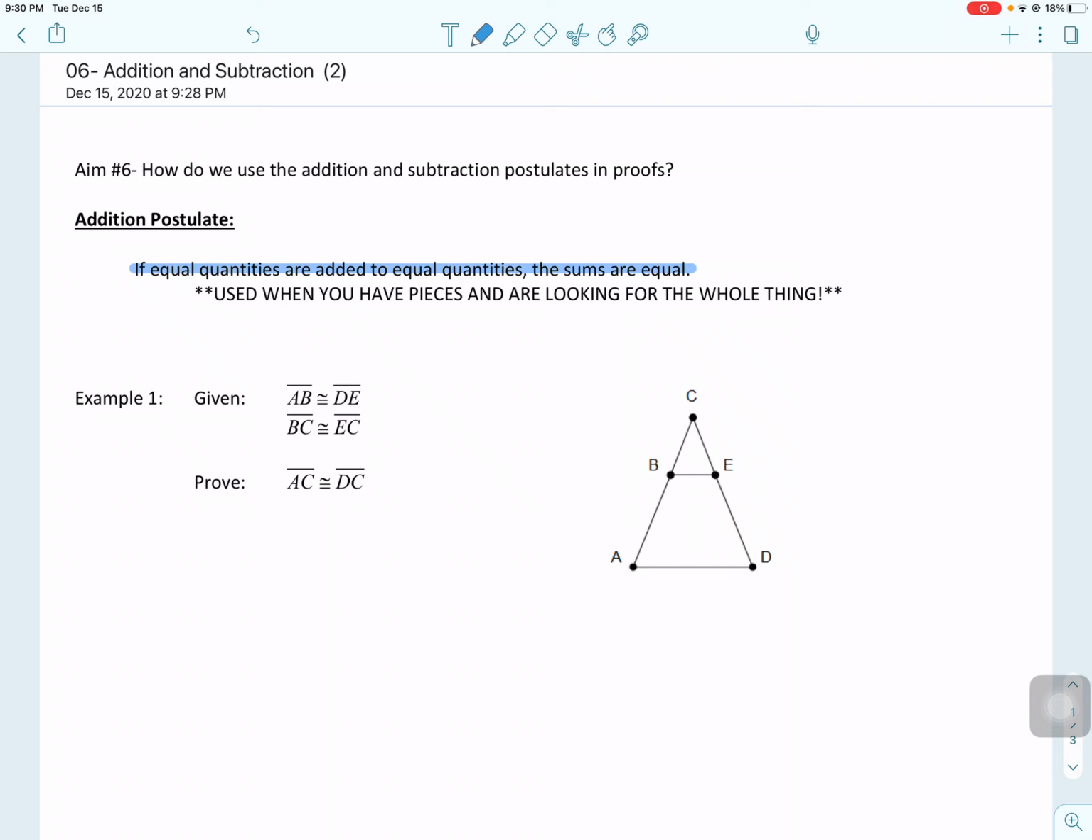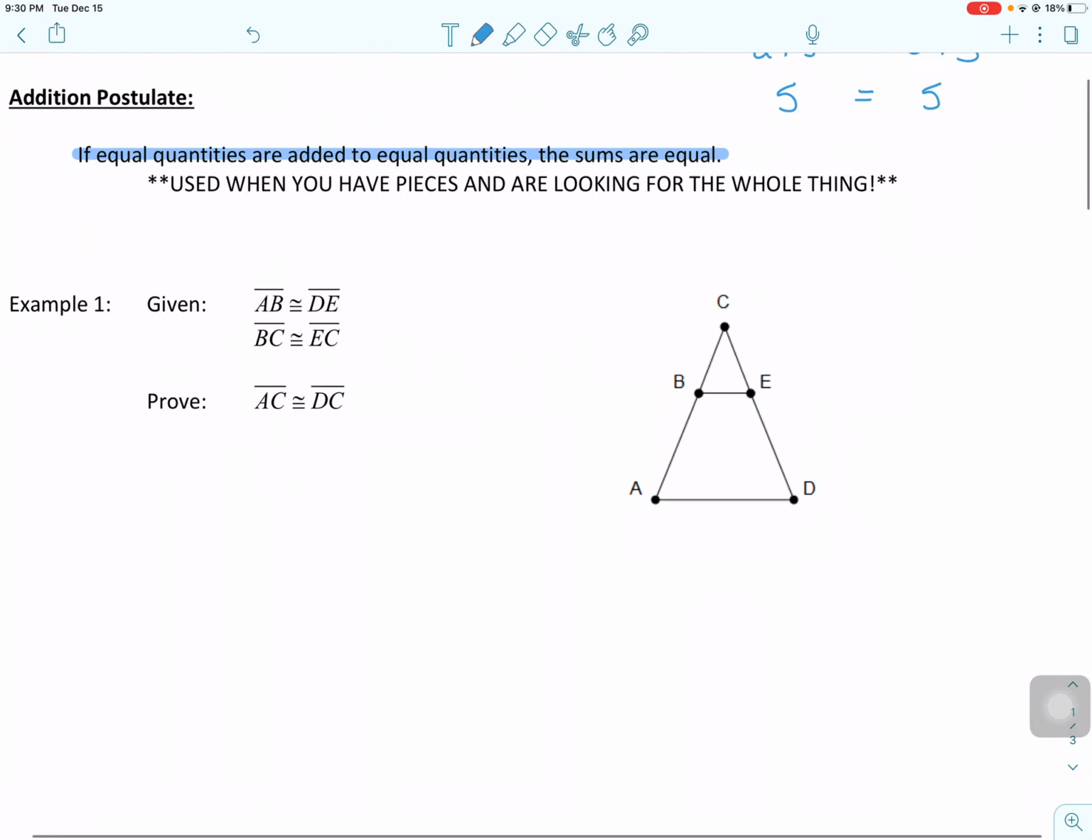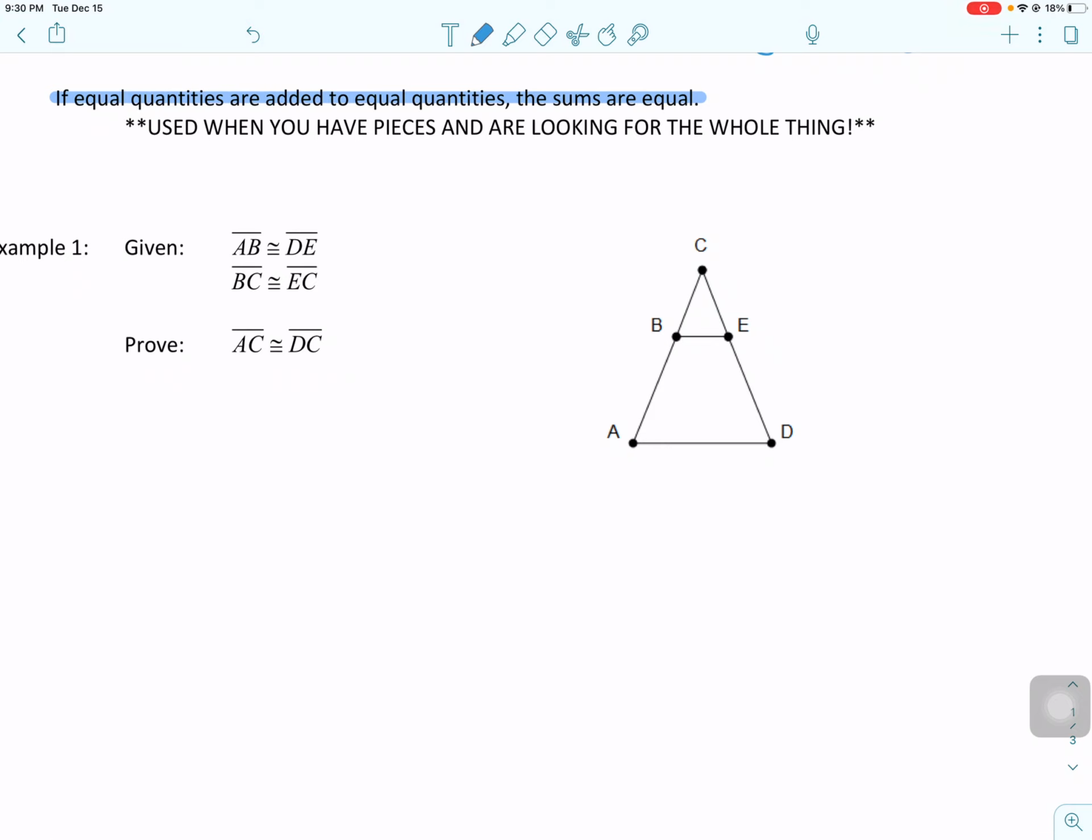That should make sense because if I said 2 plus 3, does that equal 2 plus 3? So if equal quantities are added together, then what they add to will also be equal. So 2 plus 3 equals 2 plus 3. Well, yeah, of course. So in a proof here, it says given that AB is congruent to DE and that BC is congruent to EC, they want us to prove that AC is congruent to DC. So they're looking for us to show that the whole left side is congruent to the whole right side.